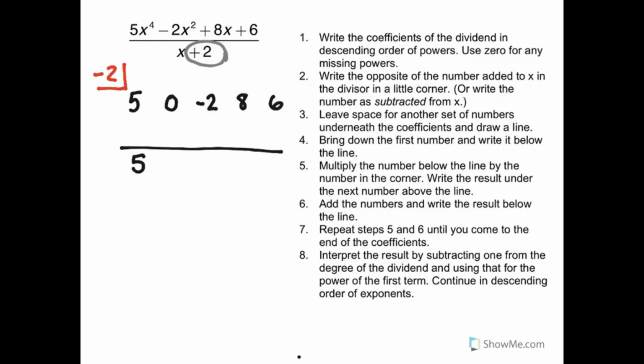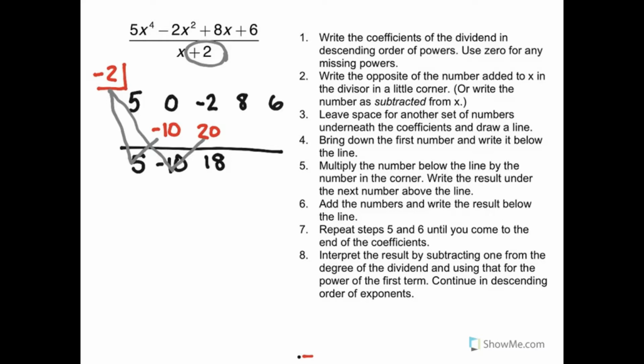Now there's sort of a zigzag pattern that happens. I multiply 5 by negative 2. That gives me negative 10. And then I add 0 plus negative 10 is negative 10. And then I multiply back again. So negative 2 times negative 10 gives me positive 20. Now I add. Negative 2 plus 20 is 18.